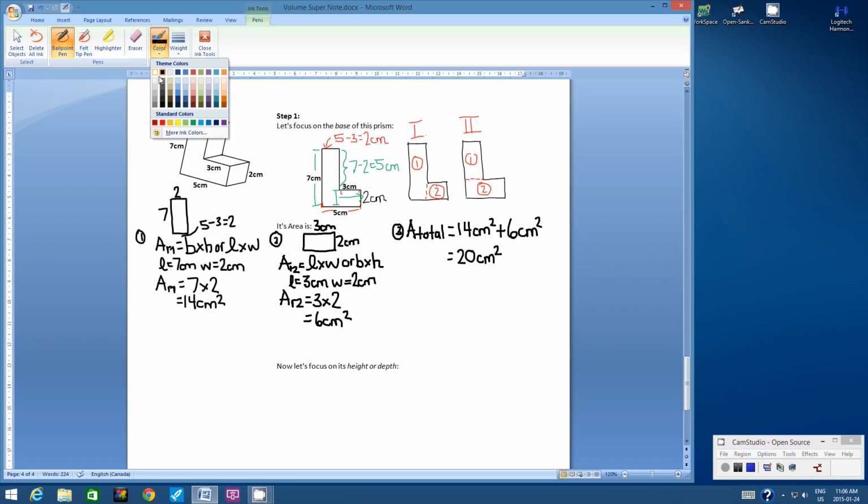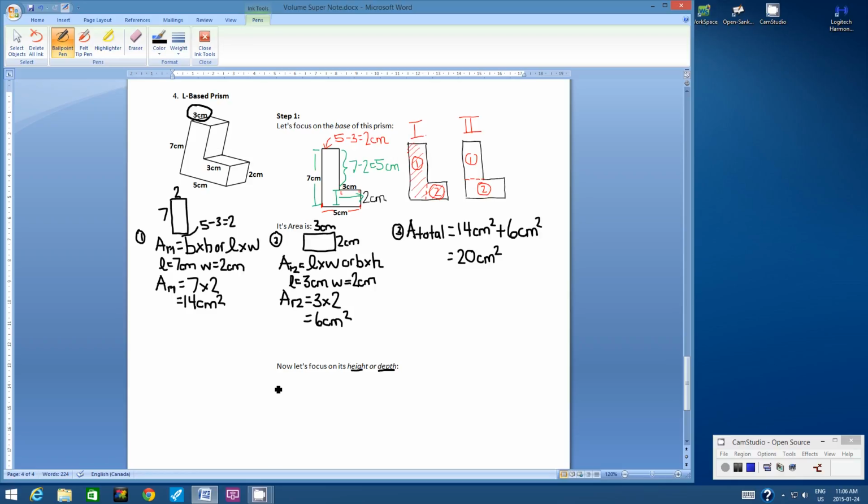Okay, so we've solved something very, very important now, and that is the area of this entire base, or L shape. This is a composite figure. Okay? All right. So now let's focus on its height or depth. Well, we got to determine what the height or depth of this shape is. And that's where this figure comes in. Remember, we haven't used this number yet. 3 represents how tall or how many layers this L prism has.